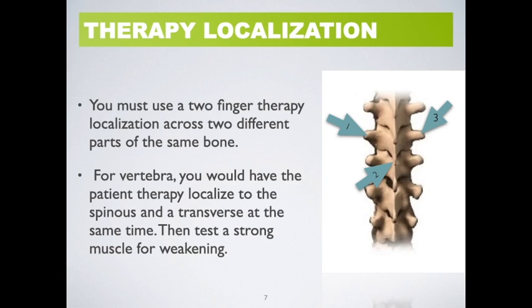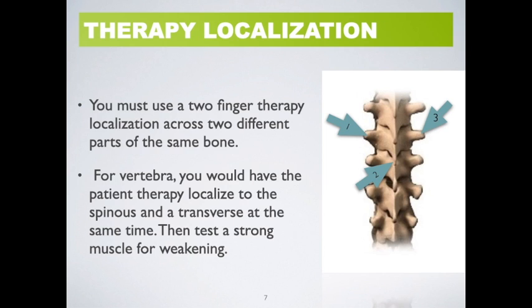Now, the way we find that is we use a 2-point therapy localization on the same bone. So typically, like for a fixation, we would use 2-point therapy localization, one finger on, say, a transverse process and the other hand on the transverse of the vertebrae above or below, or the spinous process. In this case, we would have one finger on the TP and one finger on the same vertebra's SP. And that's how we will find this. So you'll have a strong indicator muscle weakening with this kind of TL.